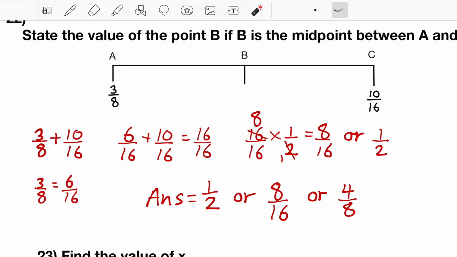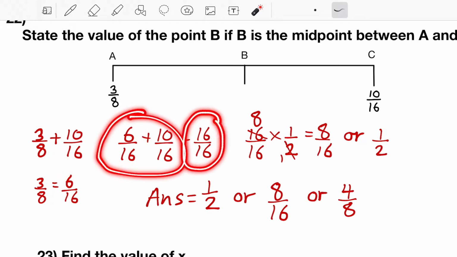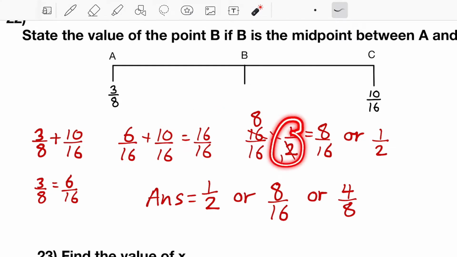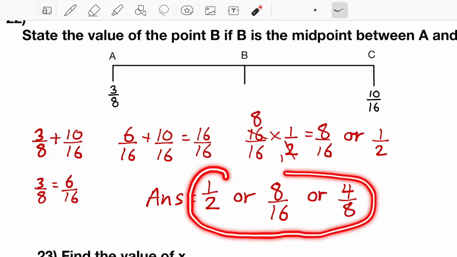So we're going to convert 3/8 to 16ths. So 3/8 will be 6 over 16. If we multiply on top by 2 and below by 2, we get 6 over 16. We add these two together, we get 16 over 16, and then we multiply it by half. So we get 8/16, which is also equal to 1/2. So there are more than one ways we can put the answer. All of these are equivalent fractions. So whether you put half, 8/16, or 4/8, or any fraction that is equal to a half, it would be correct.